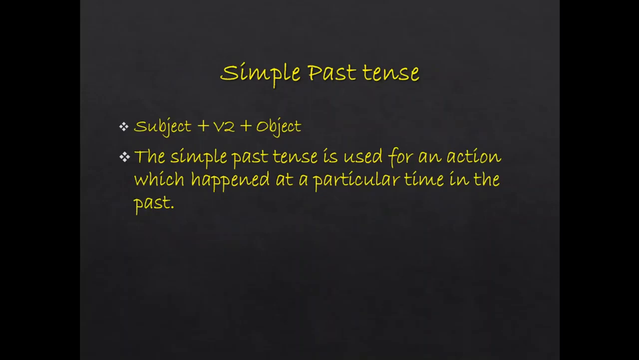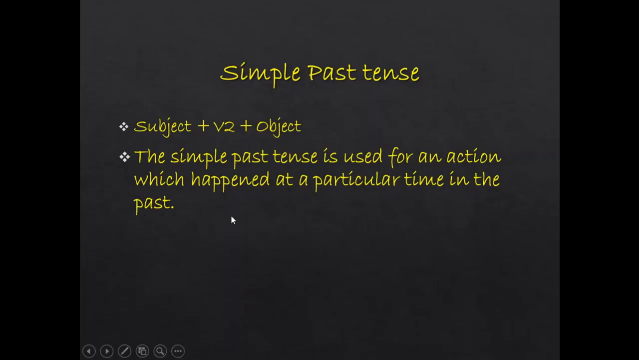Children, now we will move further with the second type of tense, that is past tense. We will start with simple past tense. How do we write a simple past tense? We use the subject plus the second form of the verb plus the object. When do we use simple past tense? A simple past tense is used for an action which happened at a particular time in the past.